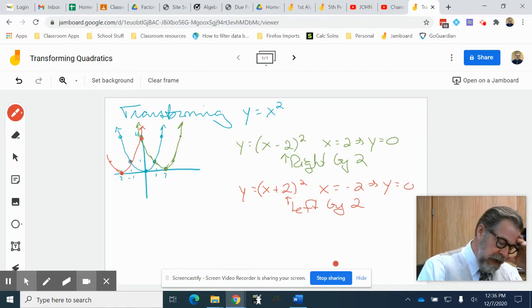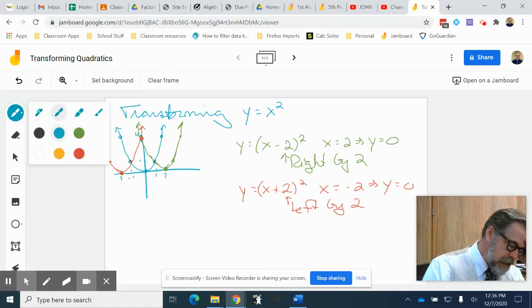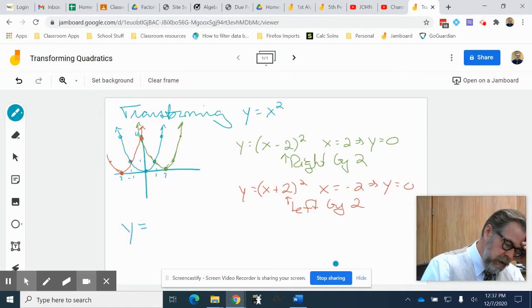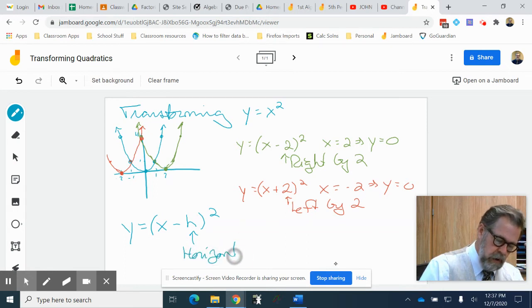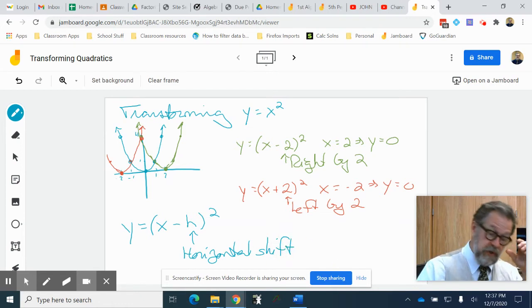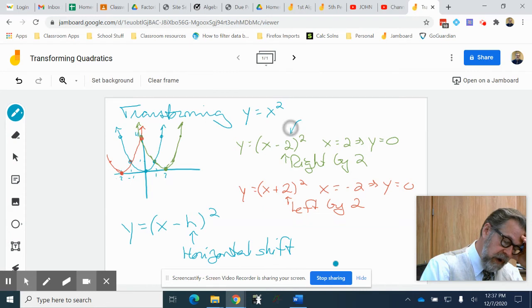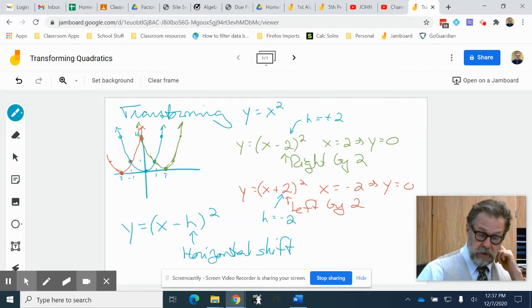We can generalize this as y equals x minus h, squared, where h is my horizontal shift. And notice that it's always going to be in the opposite direction of the sign. So in this case, I've got h equal to positive 2. In this case, I've got h equal to negative 2. And there's my horizontal shift.